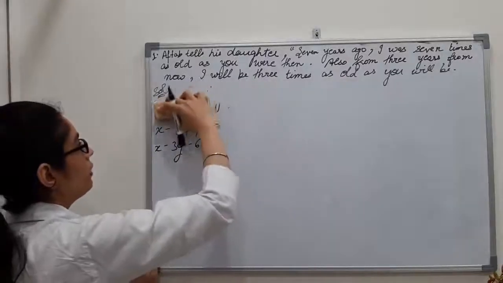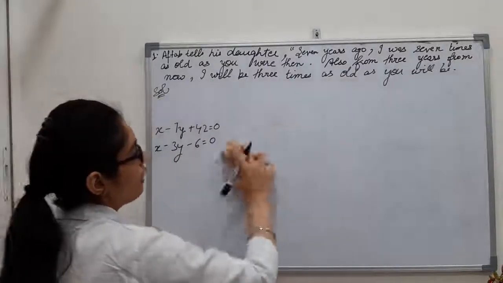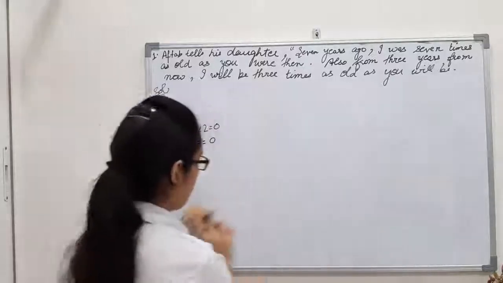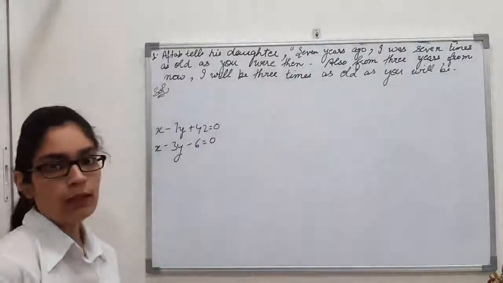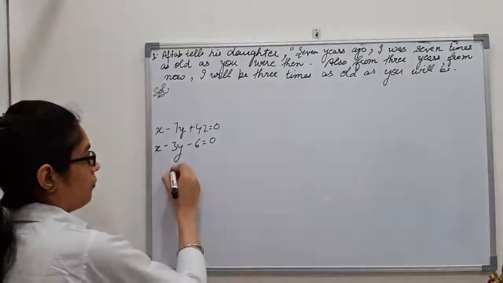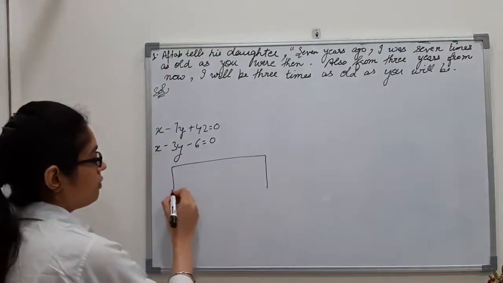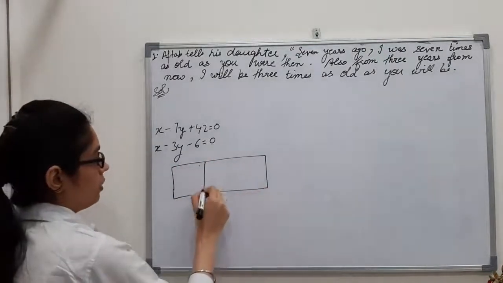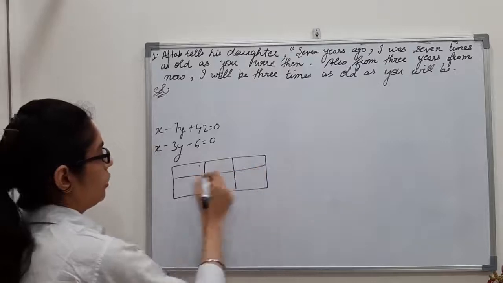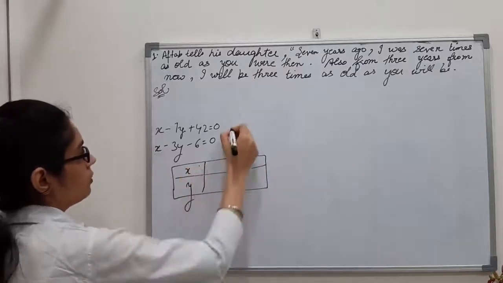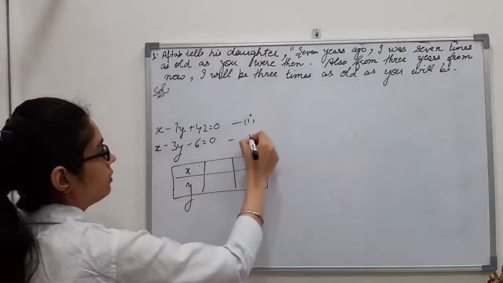So for drawing a graph, we need some values of x and y. These values will be the assumed values which we will assume. I will write first, I will do it for the first equation. This is my first equation and this is the second.